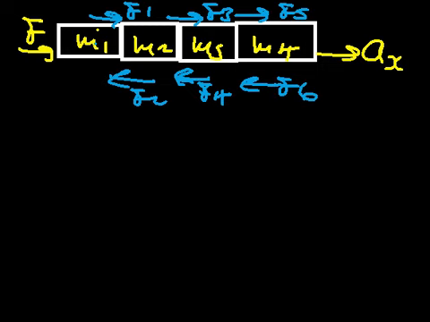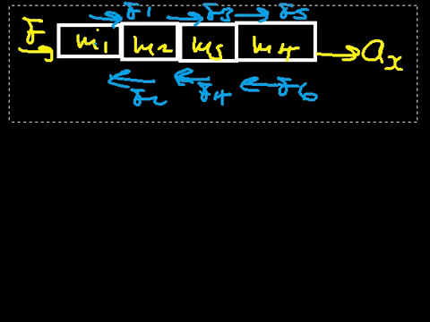So now, the reaction force that M2 exerts on M1 will be due to the combination of the three masses. Likewise, the reaction force that M3 exerts on M2 will be due to the influence of M3 as well as M4. So that's what happens whenever you are pushing bodies that are in contact.